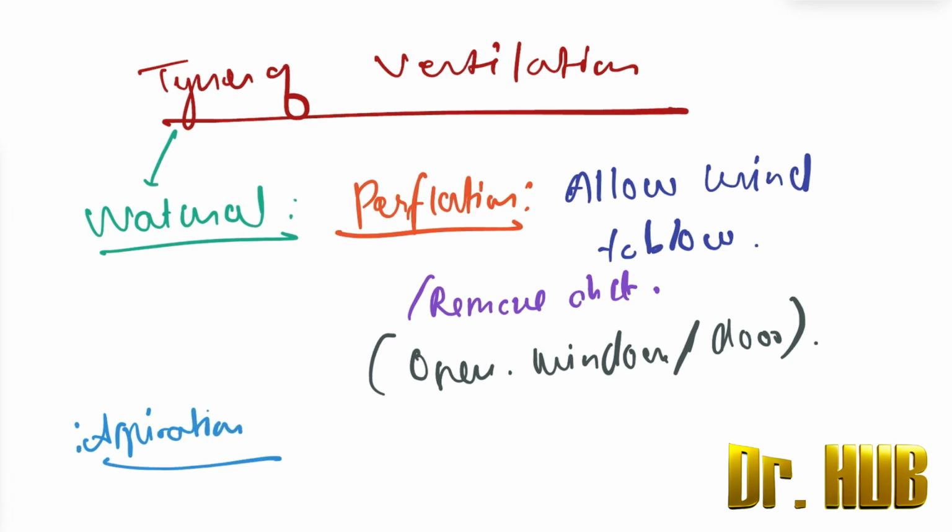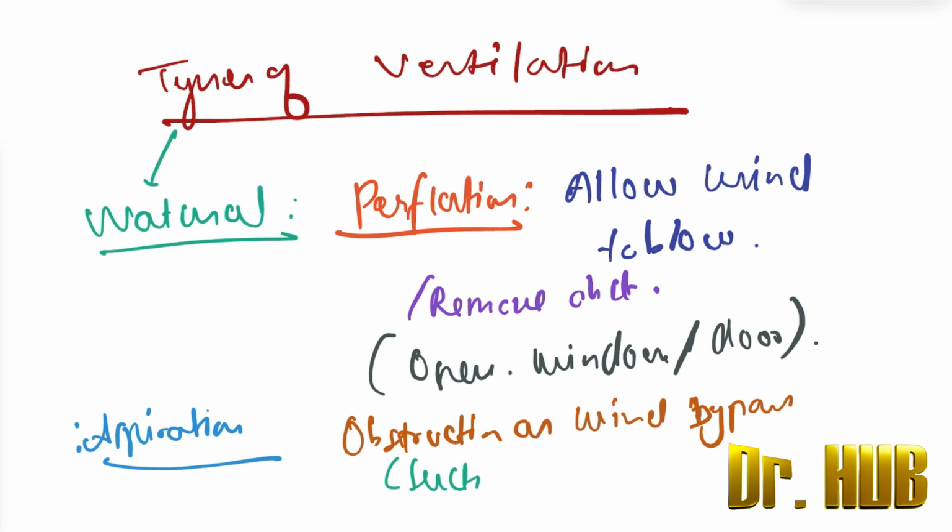Next is aspiration. Aspiration occurs when there is an obstruction as wind bypasses, and it creates a suction action. So there is an obstruction, the wind bypasses, and there is a suction action.